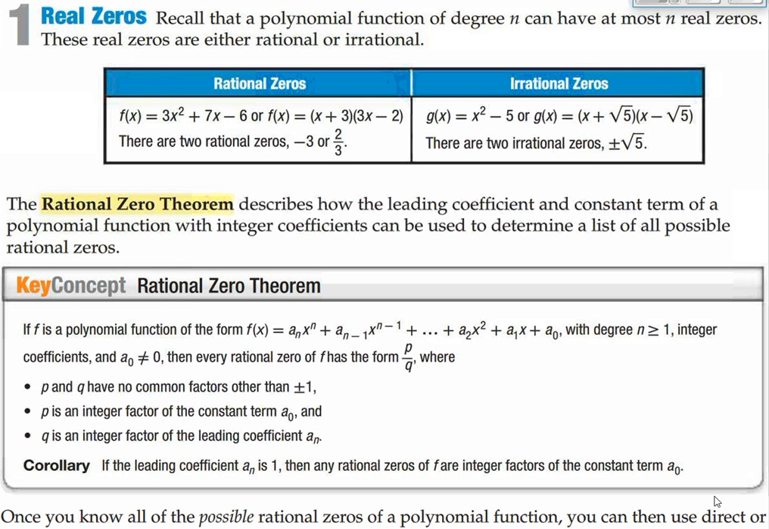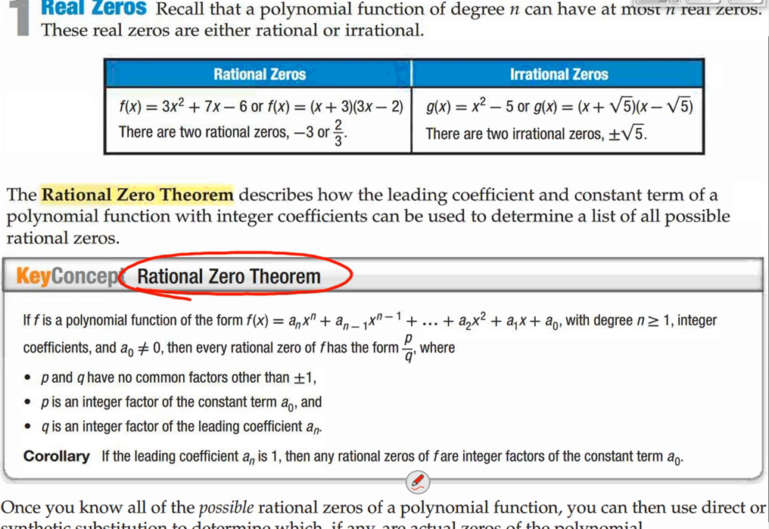Okay, so we're going to look at methods to try and find rational roots for a polynomial equation. The rational root theorem is what this is sometimes called. In this case, they're calling it the rational zero theorem. Those can be used kind of interchangeably.